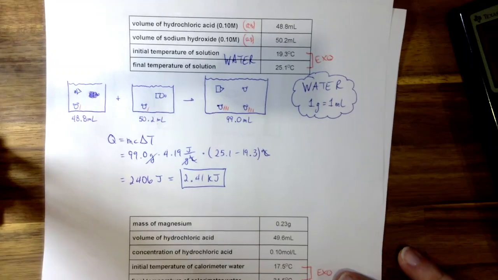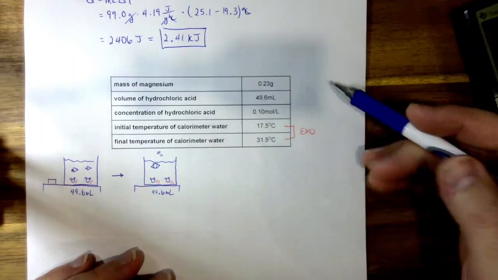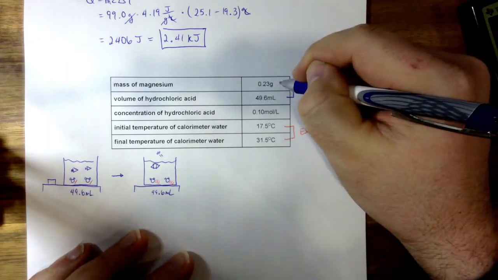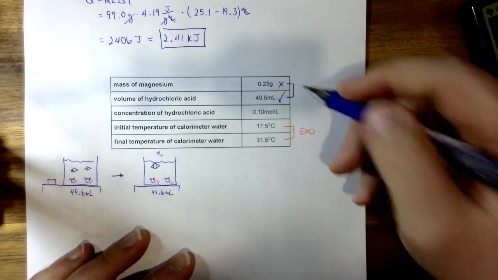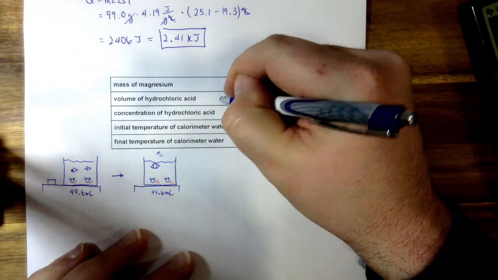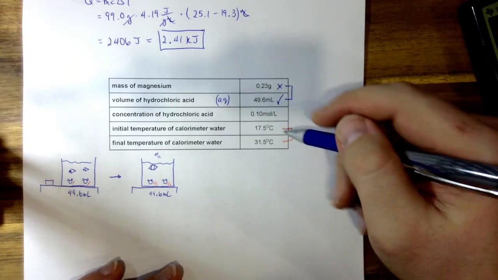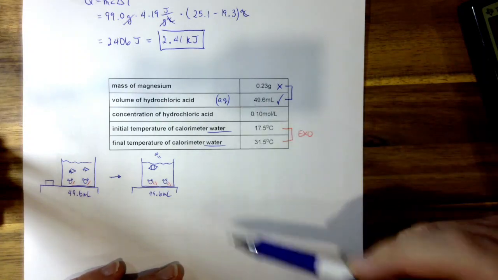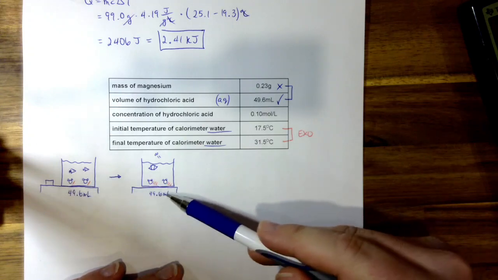Okay, looking at the next one, I've got this specific one because it forms a bit of an issue for some people, so let's chat about it. Once again, if you look here, I have two masses, but I'm not going to use the mass of the solid. I'm only going to use the mass of the volume and therefore the mass of the hydrochloric acid because this is aq. This is what's dissolved in water. So when I'm looking at this temperature change, the calorimeter water, I'm looking at just the water from the hydrochloric acid. So after I put the solid in, it was 49.6 milliliters. It is still 49.6 milliliters.